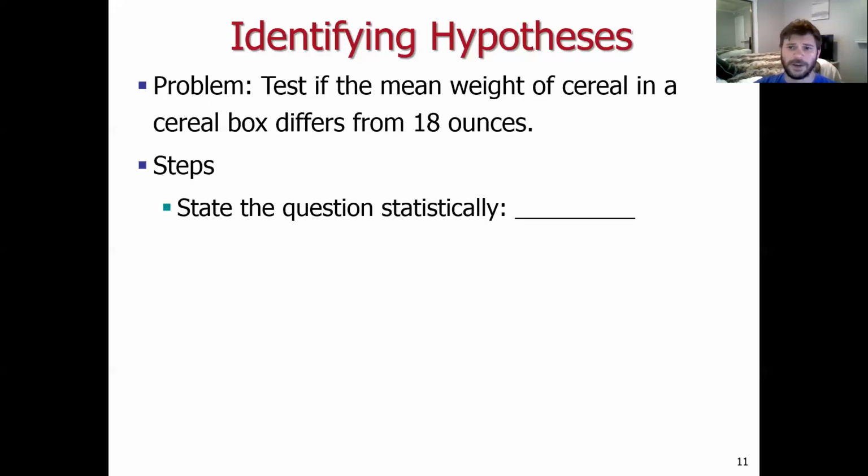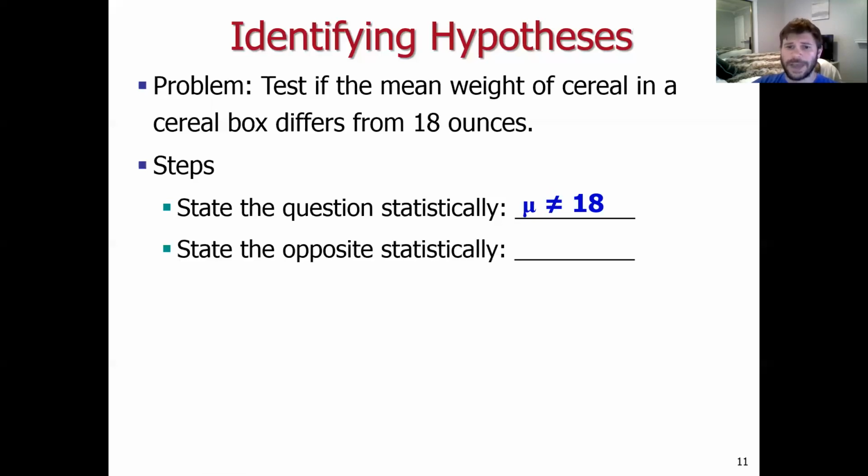So the first step here is to state the question statistically. And I'm actually going to start in this case with the alternative hypothesis, in that we want to show that the mean is different than 18. We didn't say higher or lower, we just said different. And you can tell this is an alternative hypothesis because of the not equal sign. Remember, the alternative hypothesis never contains an equal sign in any form. The complement of that event would be that the mean is equal to 18.